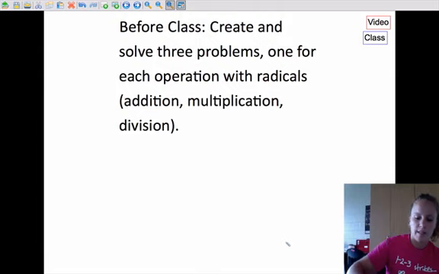So before class, we would like you to create and solve 3 problems, one for each operation with radicals. So you need to make an addition problem, a multiplication problem, and a division problem, and bring those to class with you.